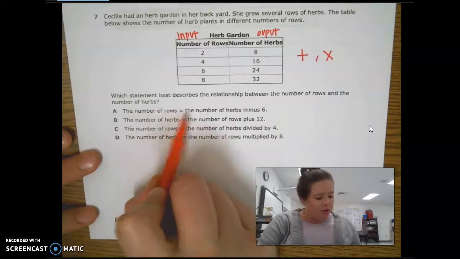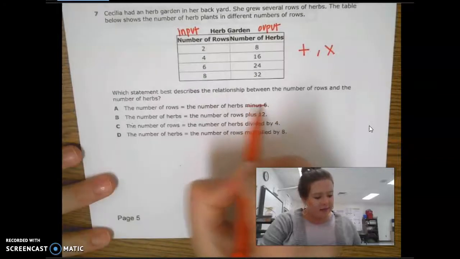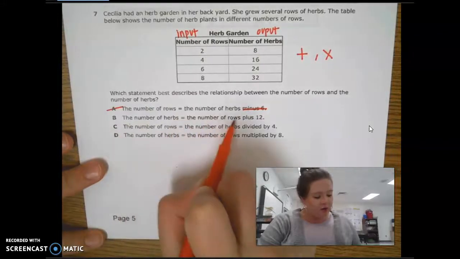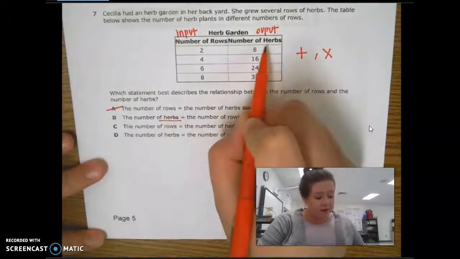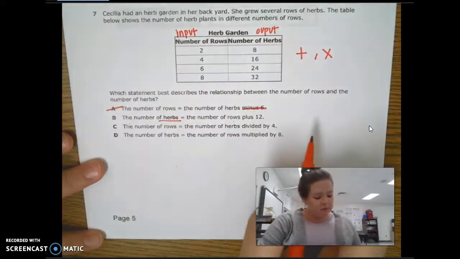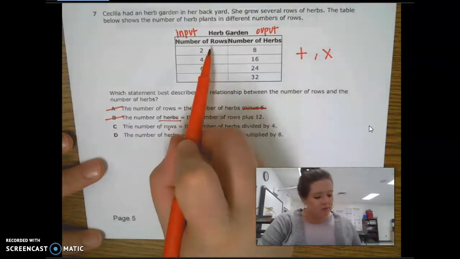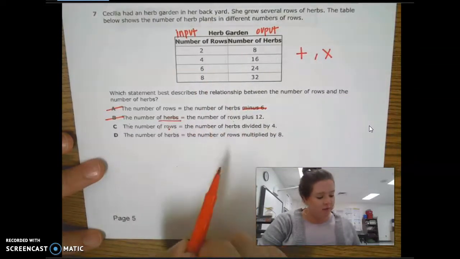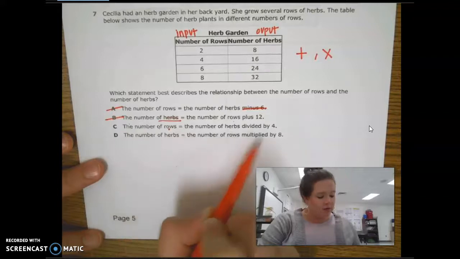The number of rows equals the number of herbs minus 6. Minus makes that wrong. The number of herbs equals the number of rows plus 12. The number of herbs equals the number of rows plus 12. No. The number of rows equals the number of herbs divided by 4. The number of herbs equals the number of rows multiplied by 8.